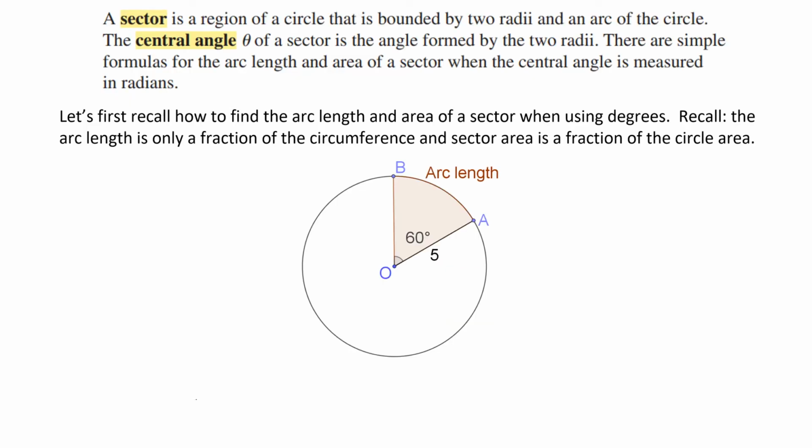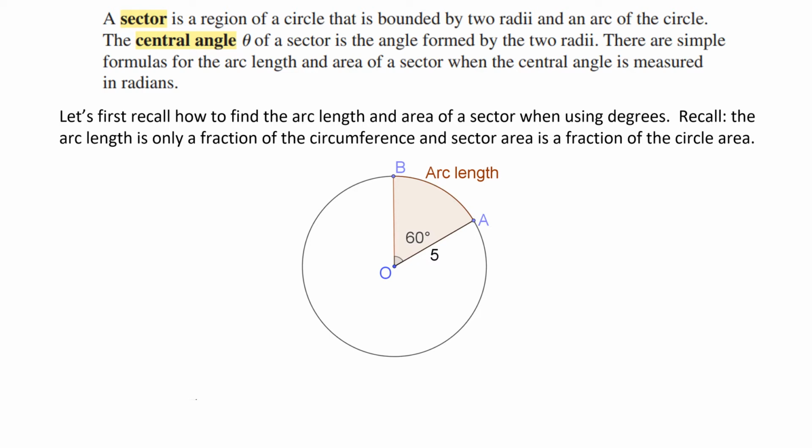The main crux of our lesson today is to work on finding arc length and also area of sectors. Remember, a sector is a region of a circle that's bounded by 2 radii and an arc of the circle. The central angle theta of a sector is formed by the 2 radii. So in other words, the vertex has to be at the center of the circle. So before we go finding the arc length or the area of the sector, it might be helpful for us to remember what's the circumference of the circle and what's the area of the circle.